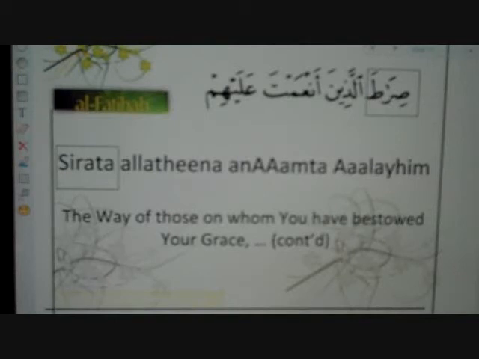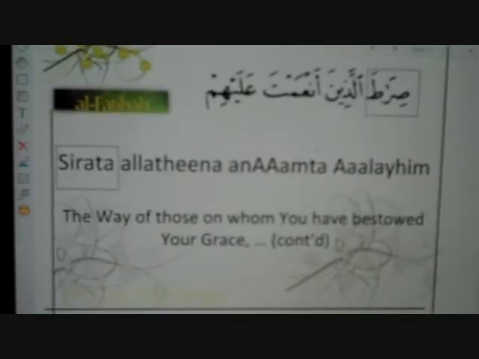Okay, this is the third last slide, inshallah. If we have some more slides, inshallah, we'll be done shortly. The last ayah is three slides long. So yeah, that's what the continuation is, inshallah.